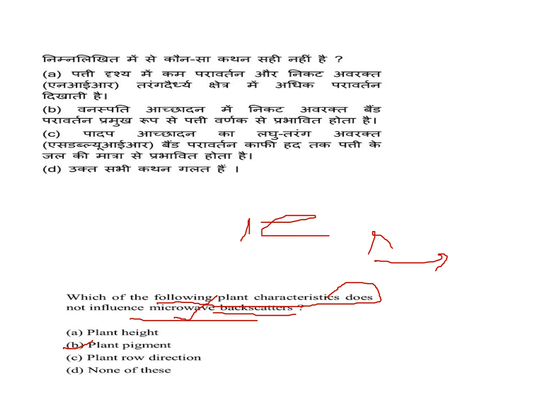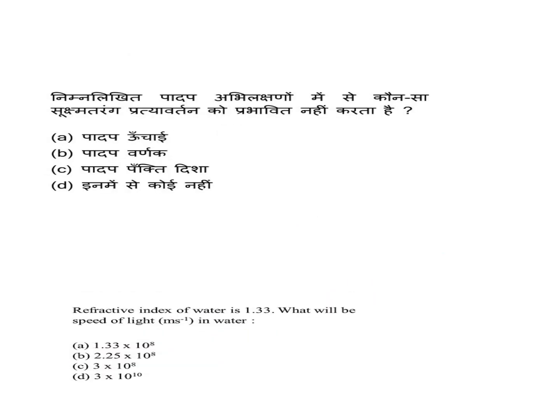It is not influenced by plant pigments. They are chlorophyll. They absorb visible wavelength. So they do not influence backscatter of microwave. Whereas plant height and plant row direction influence microwave backscatter.